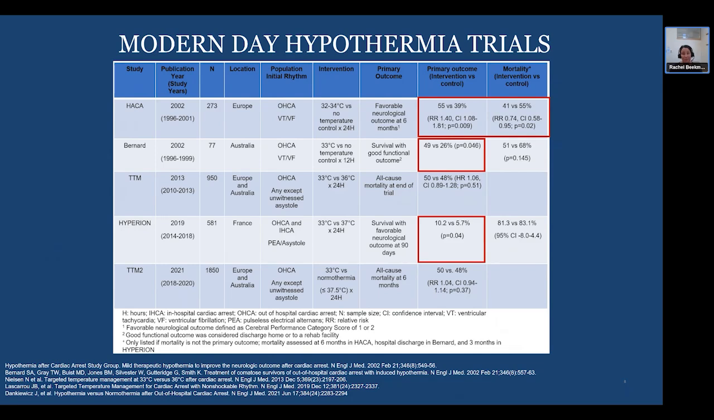Now, jumping ahead to 2021, the TTM2 trial was published, which evaluated moderate hypothermia versus targeted normothermia. This trial found no difference in primary outcome and resulted in many institutions shifting away from active temperature control towards a strategy of fever avoidance.